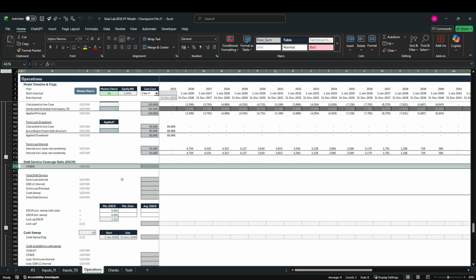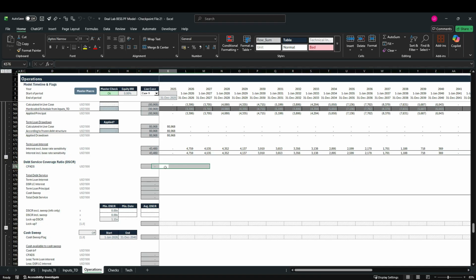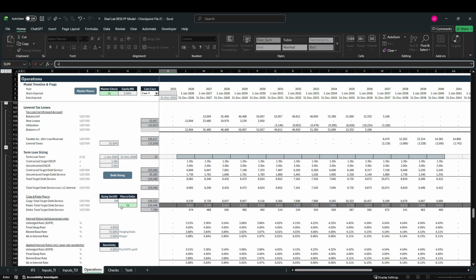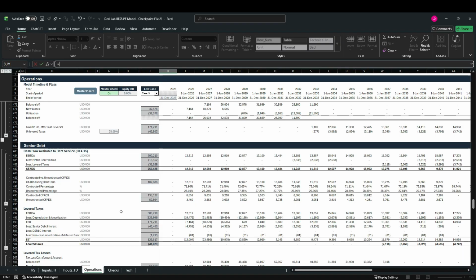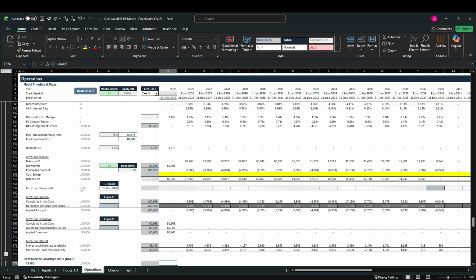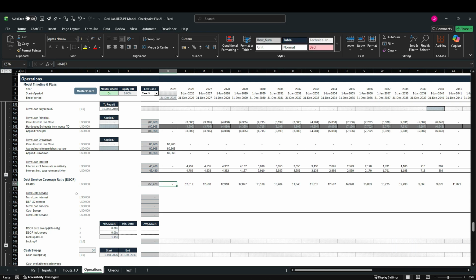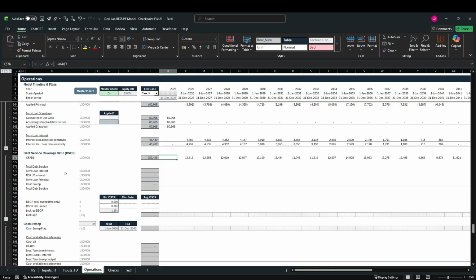So the first key input we need to calculate our DSCR is our CFADS, and our CFADS are further up in the section, right at the beginning of our senior debt, and that is row 487. Which reflects our CFADS after considering levered taxes. So select K487, drag this one over, Control R.